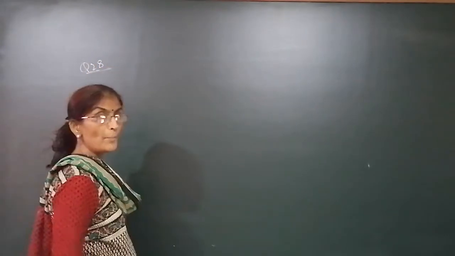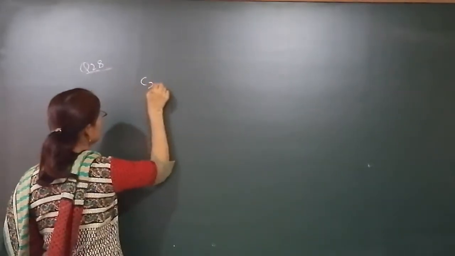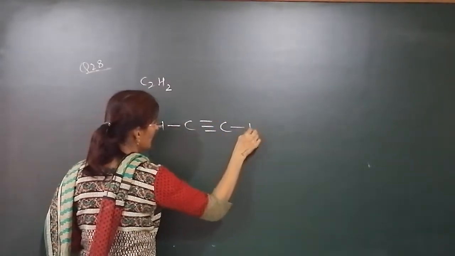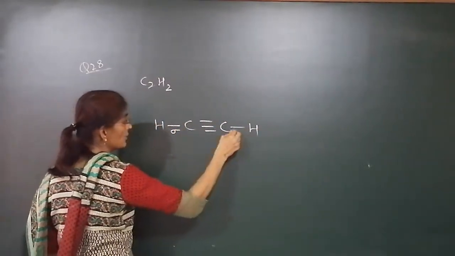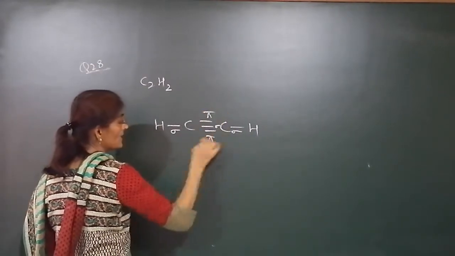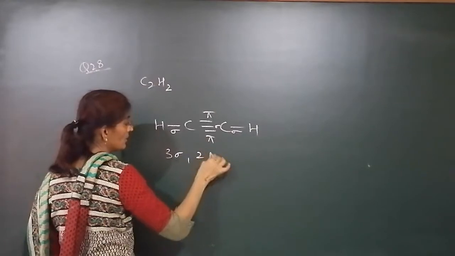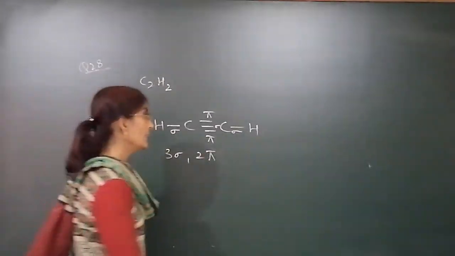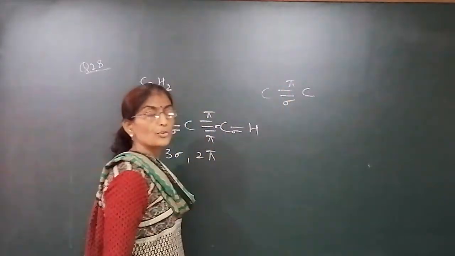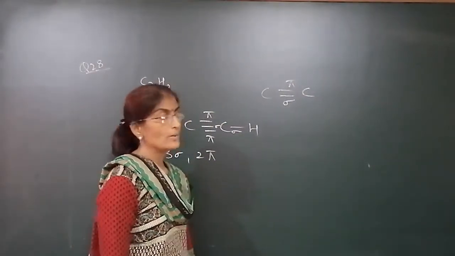Total number of sigma and pi bonds. First, C2H2 is given. If we draw its skeletal structure, it would be like this. 1 sigma, 2 sigma. Whenever there is a triple bond, 1 sigma and 2 pi. So it has 3 sigma, 2 pi bonds. If there is a double bond between 2 carbons, one is sigma, another one is pi.